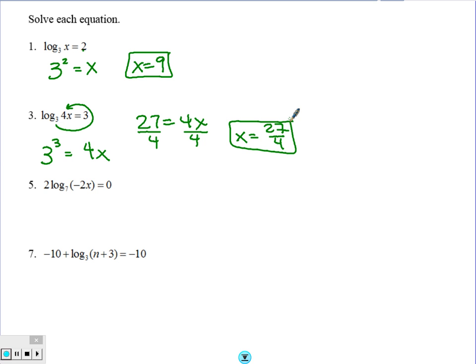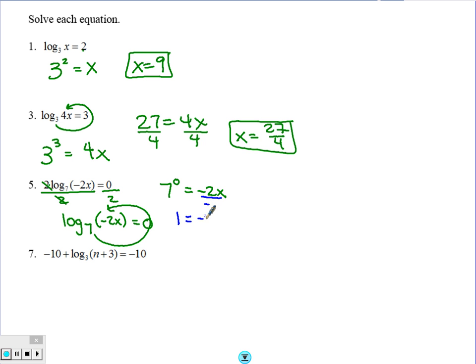All right, over here. Now, I want to get rid of this 2. It says times 2, so I want to divide both sides by 2 first. And then I get log base 7 of negative 2x still equals 0. This says 7 to the 0 power equals that, right? This is my base, that's my exponent, and that's my number. So negative 2x. Now, I'm a little nervous. 7 to the 0 power is 1. And then divide by a negative 2. And it looks like x equals a negative 1/2.